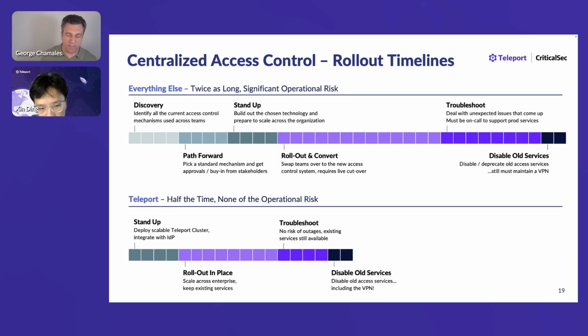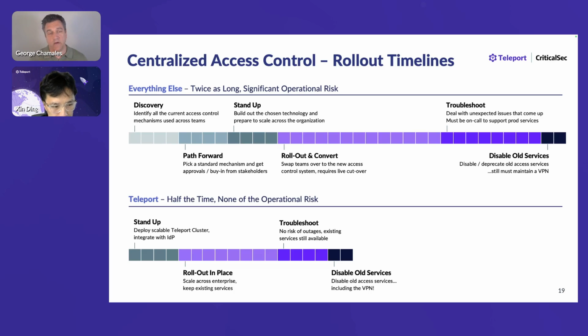The Teleport timeline is just so much shorter. You make the decision that you're going to use Teleport. Great, everybody, we're using Teleport. No need for discovery. Any existing services people might have in the environment, they can keep using. You can then roll out Teleport in place. If you're doing this from scratch, you set it up first. As teams populate the environment, they wire in Teleport.